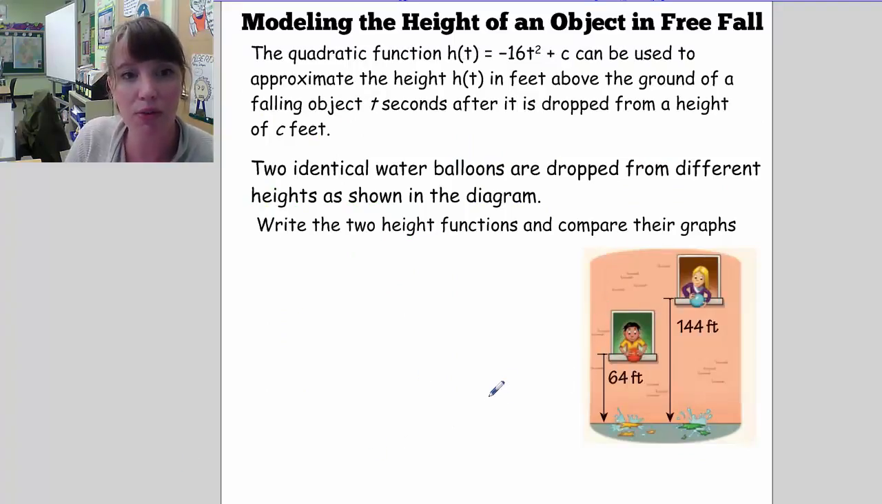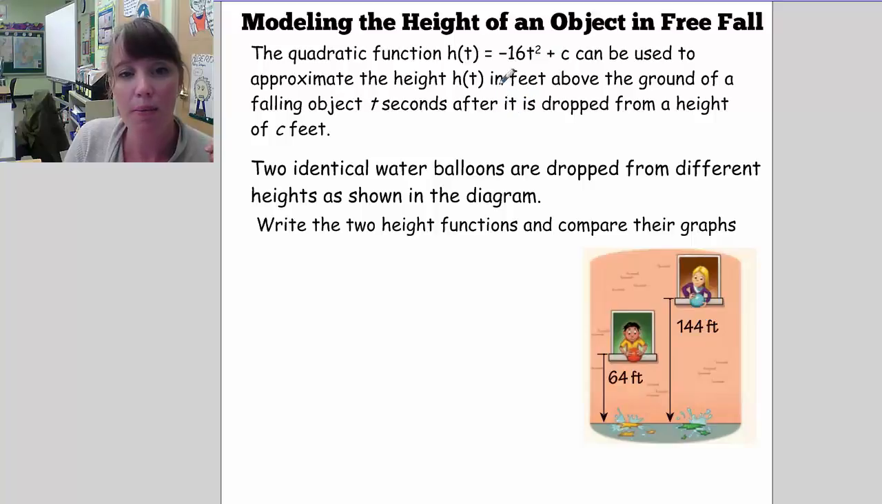Now, finally, this is a modeling question, so we have to figure out what this depicts: two people dropping water balloons from different heights. One is 64 feet above the ground, and one is 144 feet above. It's actually pretty high. They're dropping these water balloons, and we're wondering what time they reach the ground. Does this one reach the ground before this one because it's traveling faster? Let's figure this out.